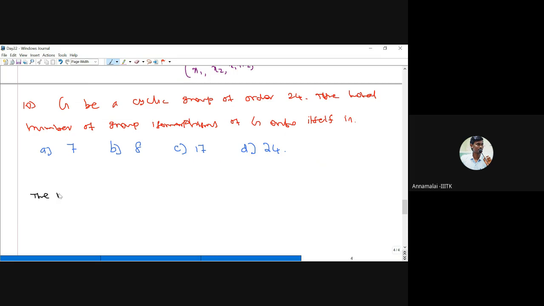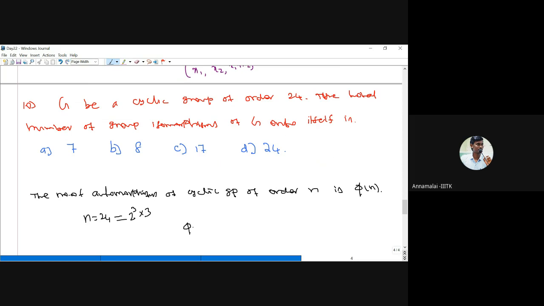The number of automorphisms of a cyclic group of order n is phi of n, the Euler phi function. So therefore in this case n equals 24. First we have to write 24 as a product of prime powers, so this is nothing but 2 cubed into 3, since 8 into 3 is 24, right?